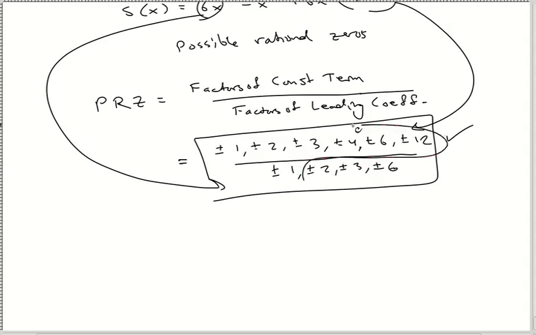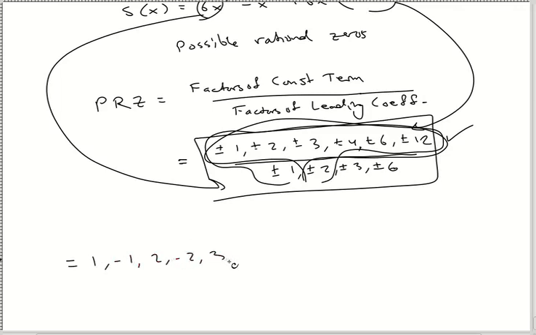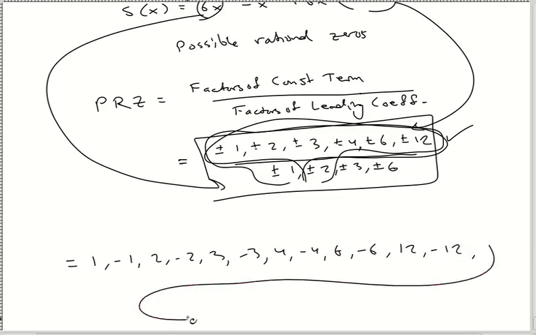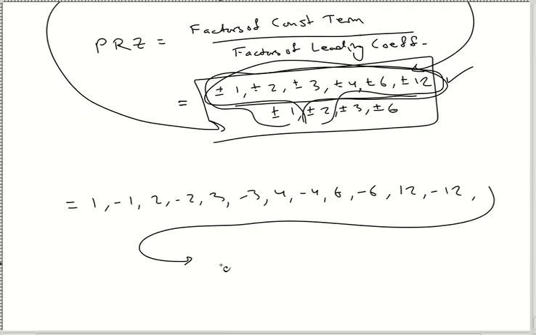So that means everything's going to be divided by the 1. Everything's going to be divided by the 2. Everything's divided by 3. Everything's divided by the 6. Here we go. 1, negative 1, 2, negative 2, 3, negative 3, 4, negative 4, 6, negative 6, 12, negative 12, comma. We're going to keep going. I don't have enough room. Here, there you go. Everything divided by the 2.